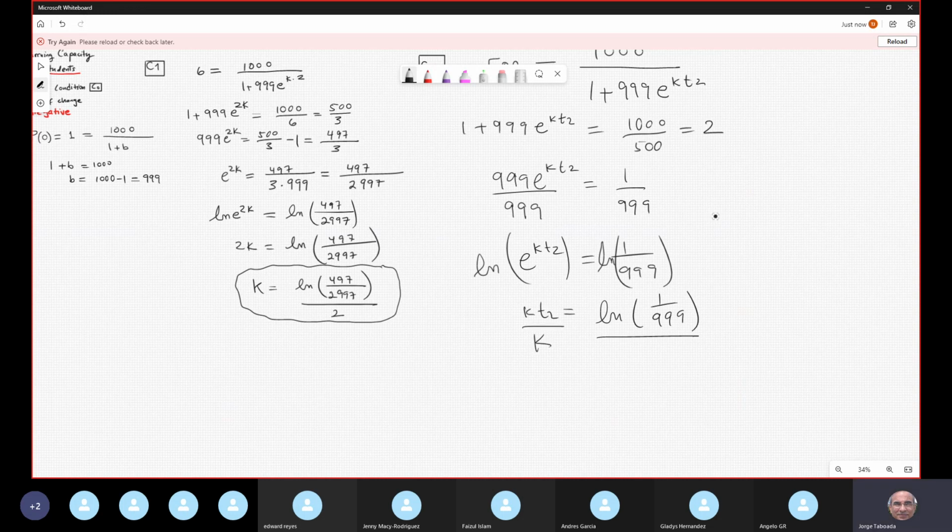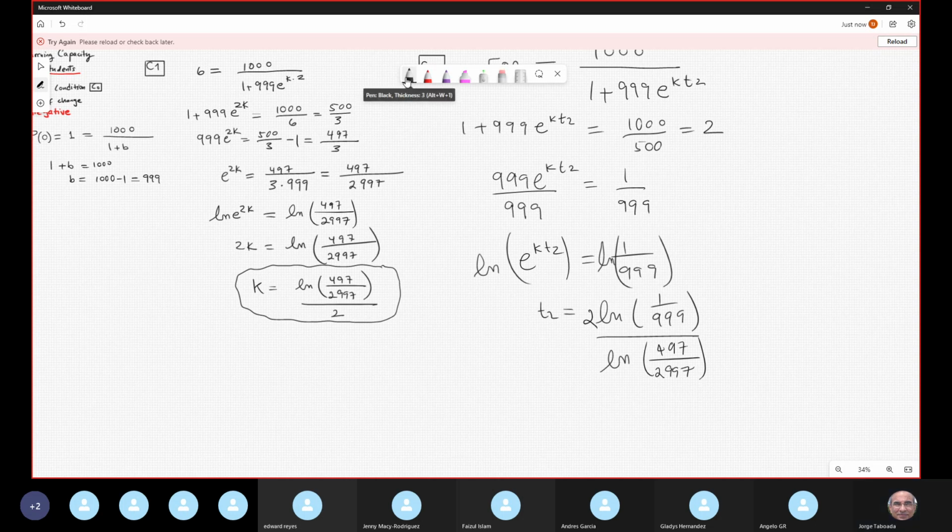But who is k? K is this expression, the logarithm of 497 divided by 2997, and these two that are in the bottom I put here in the top. And this is the upper part, and this is the time that I need to wait, that I don't know if it is 1 week or 1 month. I have time to prepare the bassinet and isolate the students.